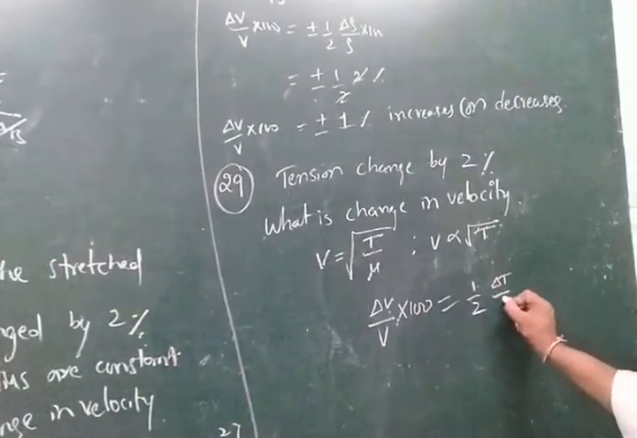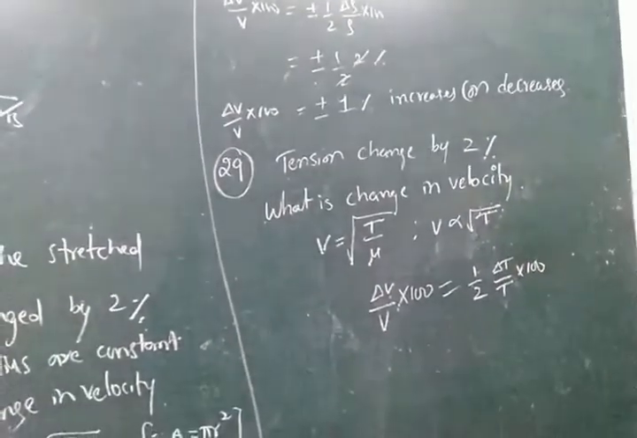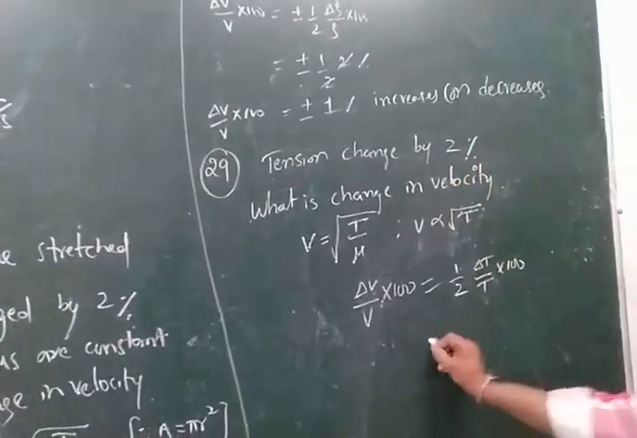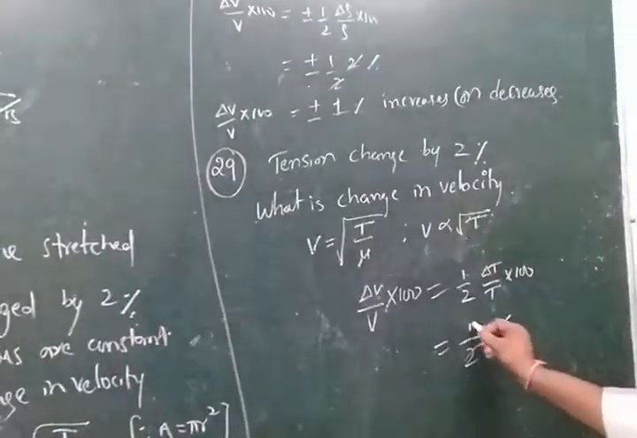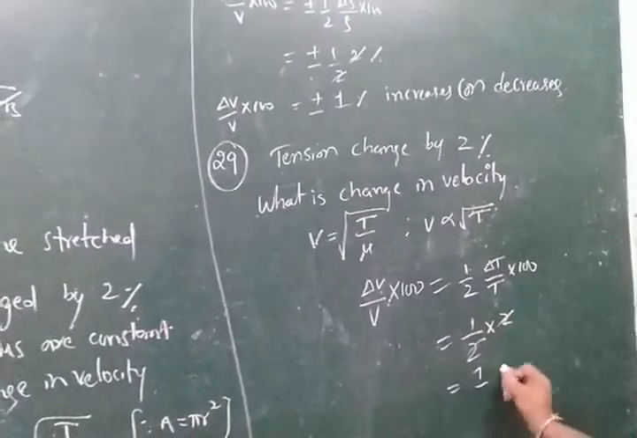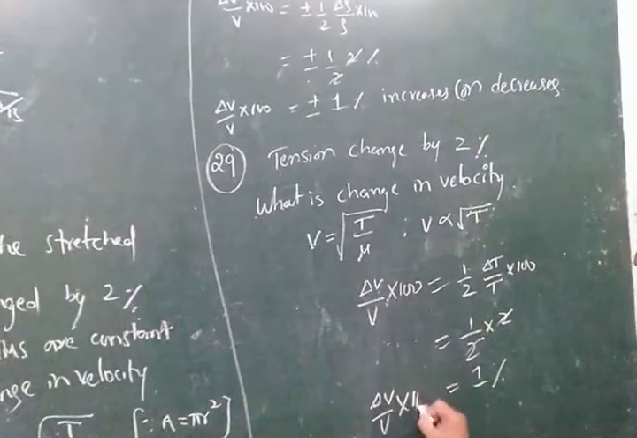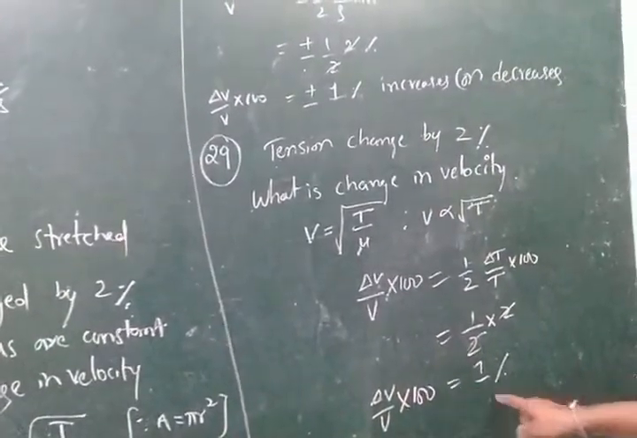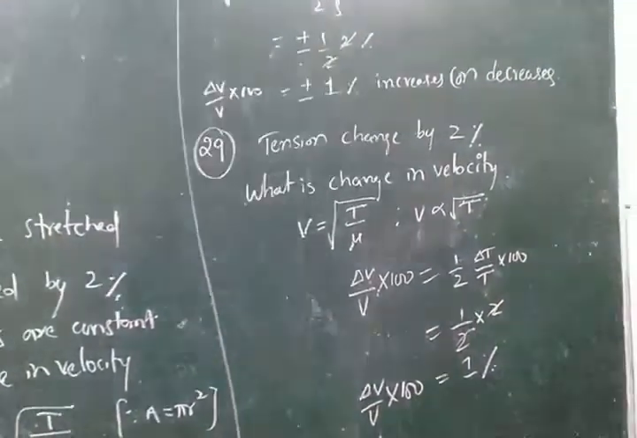And for tension, write the tension percentage: change in tension by initial tension into 100. Here the change in tension is given as 2%. So you can write 1 by 2 into 2, the 2 gets cancelled. How much is it? 1%. The change in transverse velocity, delta v by v into 100, is 1% change in the velocity.